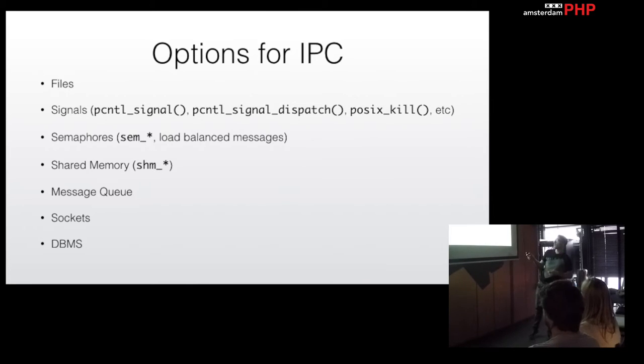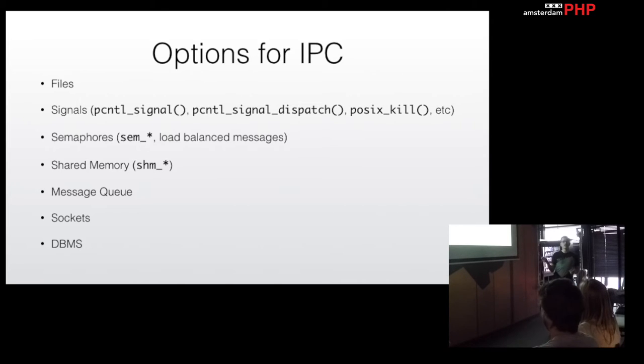PHP has some functions for that. So if you're running everything on the same machine, then you can use these functions as semaphores, to acquire and release, the functions that you can create semaphores with. And actual load-balanced messages, for example RabbitMQ: if you consume from RabbitMQ, you're only going to get one message at a time. So you don't have the risk of getting two messages. Two consumers cannot get the same message twice, because that's actually how it works.